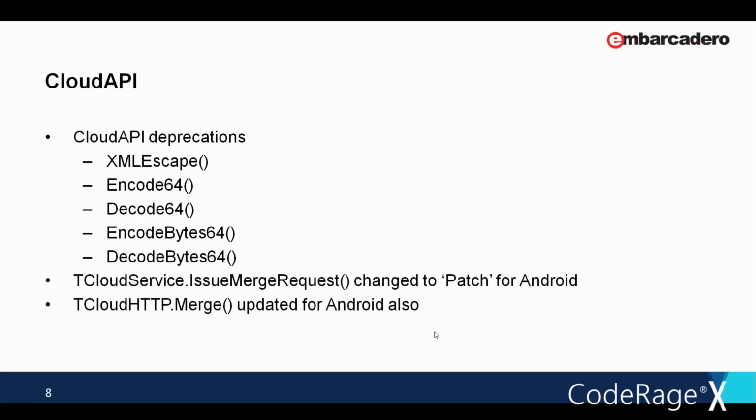Under the Cloud API, there's also deprecations. As I mentioned previously, there's source code that is used in other places and reused. So these routines became duplicate and they've been deprecated. The cloud service issue merge requests changed to masquerading as patch for Android, and cloud HTTP merge was updated for Android also. So those are the HTTP calls for merge that have been modified to be patch under the Android platform.